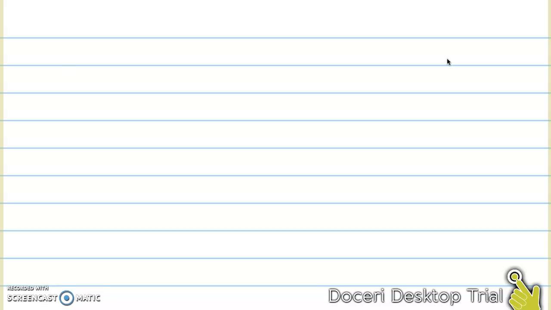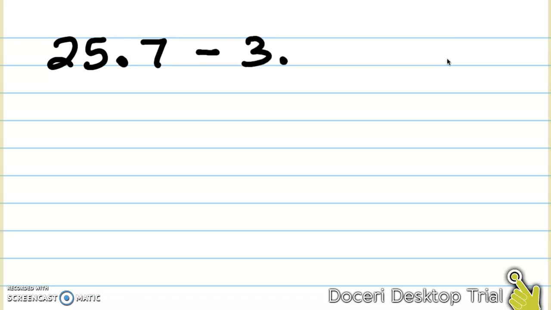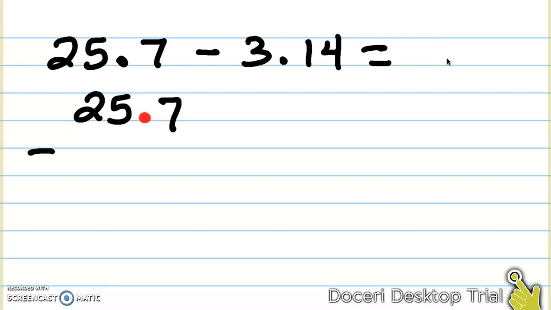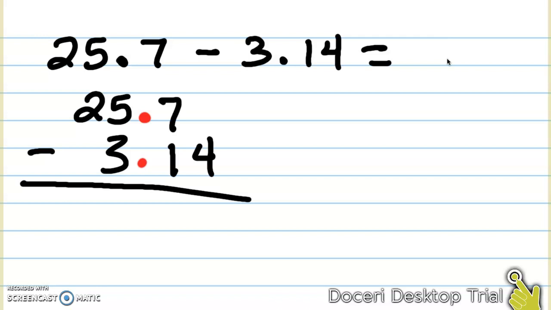So let's say I have 25 and 7/10 minus 3 and 14 hundredths. So first thing I'm going to do is rewrite that vertically. So 25 and 7/10, take away 3 and 14 hundredths. So we have that blank spot again. We need to annex our 0 into that spot. So let's annex that 0. There we go. And then we can do our subtraction.